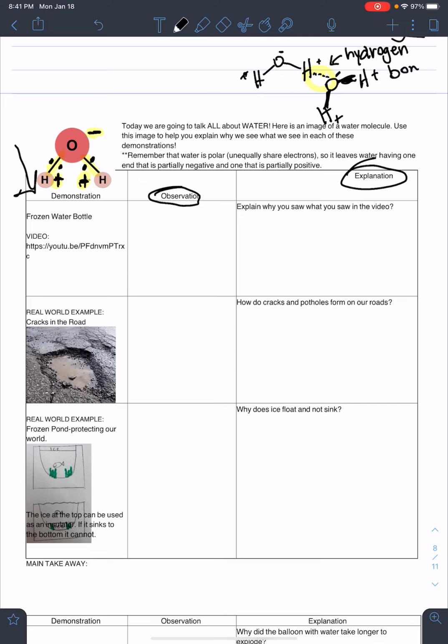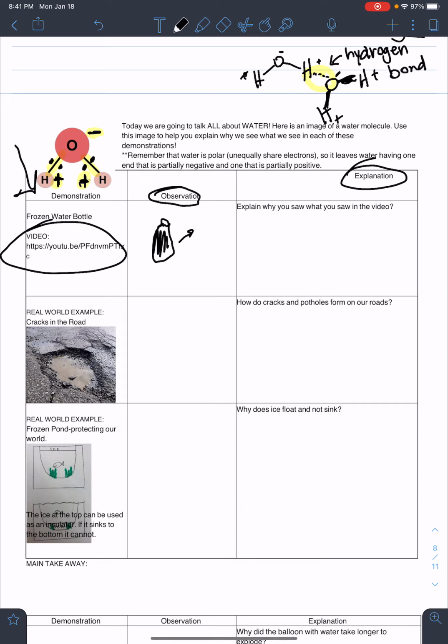So now that we got that out of the way, let's start getting into these explanations. So the first one, you watched this video, and it was this water bottle, and we saw it explode when it got cold, when it froze. And so we need to explain why it exploded. And so we know they had this glass bottle, and they had it filled up almost all the way to the top, right? All this was filled up with water.